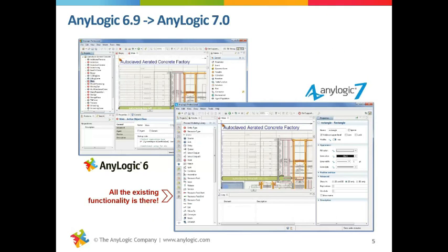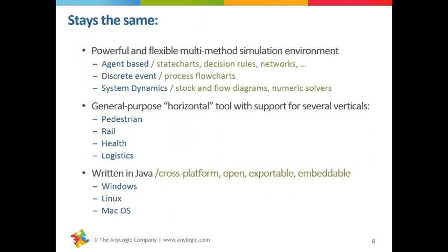All of the functionality that you've known in AnyLogic 6.9 is still included in AnyLogic 7, along with new improvements and capabilities. AnyLogic 7 still has a powerful, flexible, multi-method environment to build or combine agent-based, discrete event, and system dynamics modeling. It is a horizontal tool with support for verticals such as pedestrian, rail, health, and logistics. And it is written in Java to operate on Windows, Linux, or Mac.